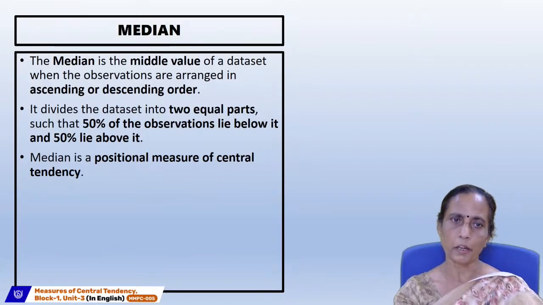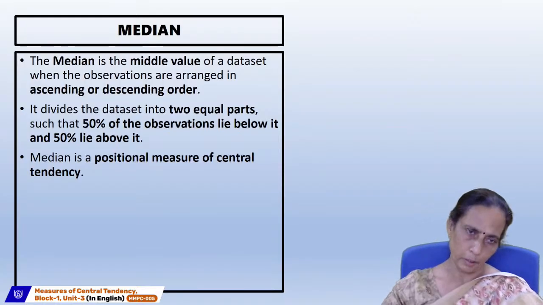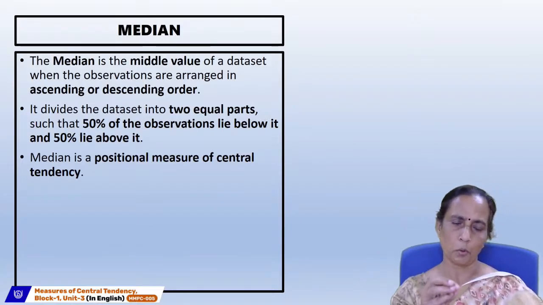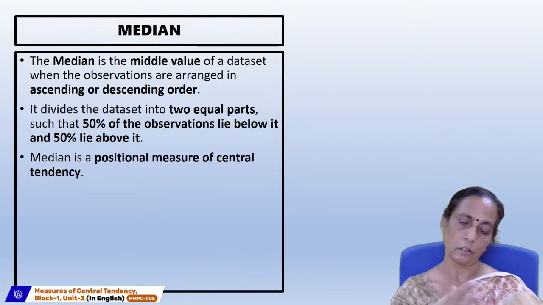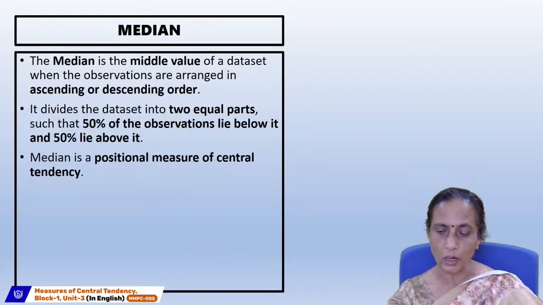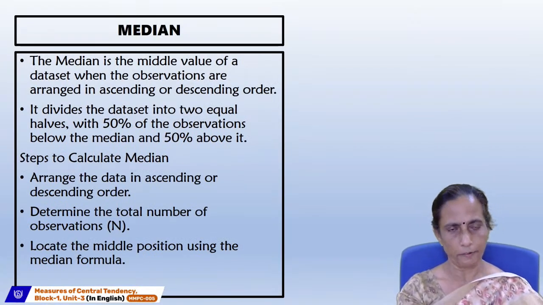So this median value divides your entire data set into two equal parts, such that 50% of the observations lie below it and 50% lie above it. So it is a positional measure of central tendency, like your quantiles. So the median is the middle value.